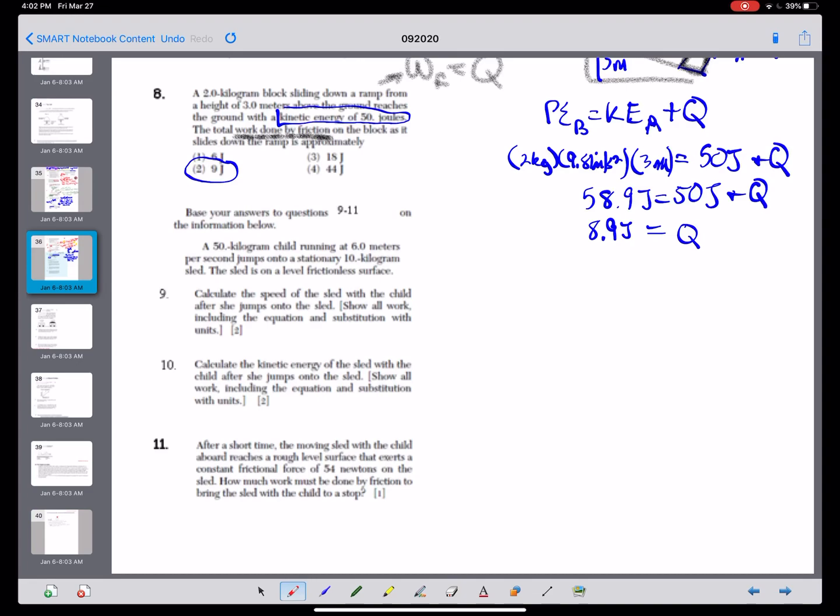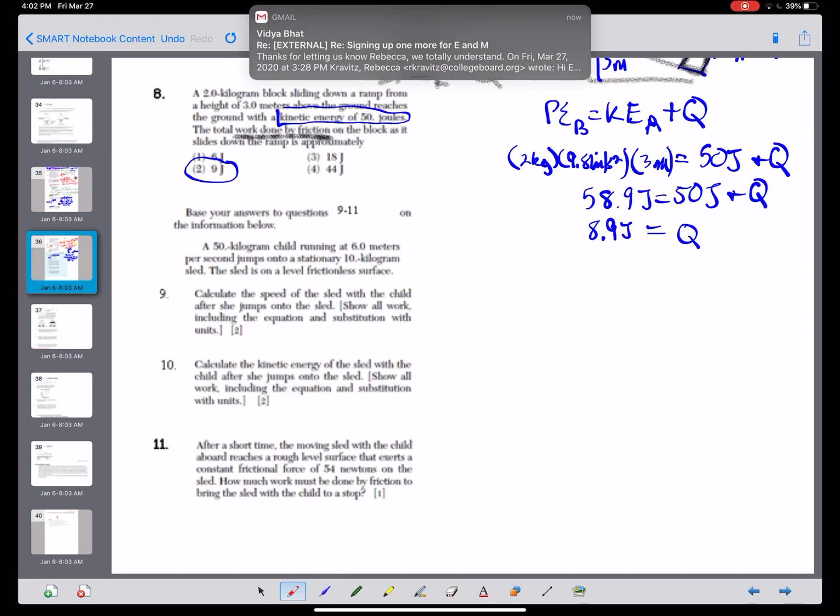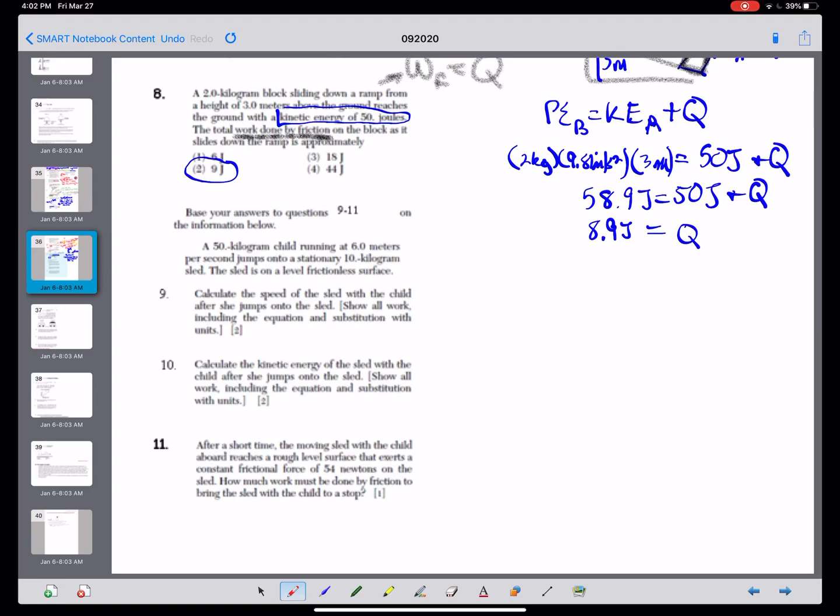Now, this was on the Regents one year, back in 2003. It was really crazy. It says a 50 kilogram child running at 6 meters per second jumps onto a sled. And it says calculate the speed of the sled with the child after she jumps on the sled. And it's like, wait a minute. How am I going to get this speed? Am I using v-d-a-t? Am I using FBDs? Am I using F=ma, conservation of momentum, or energy?